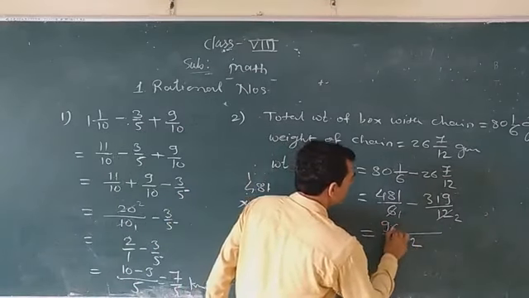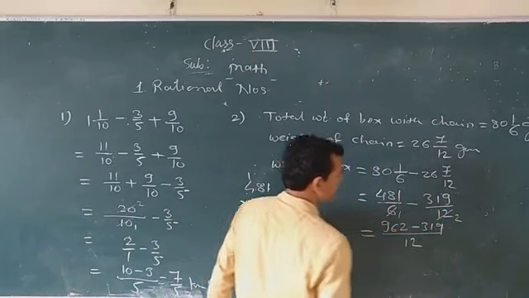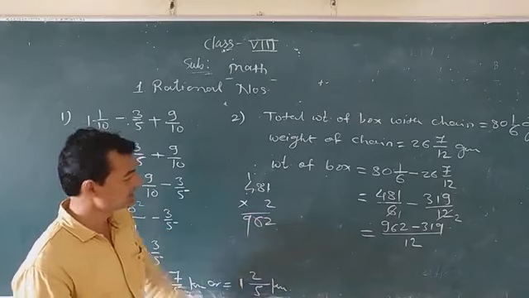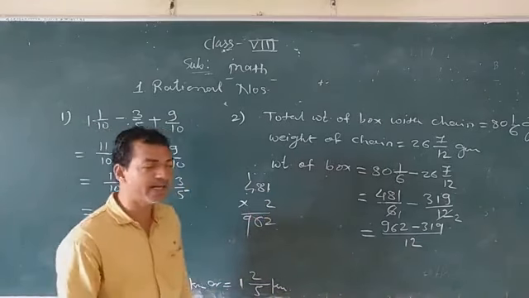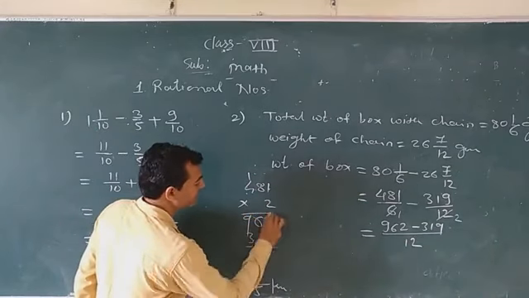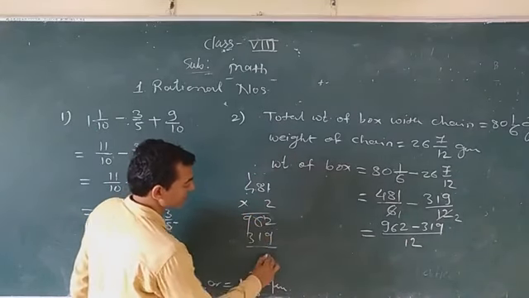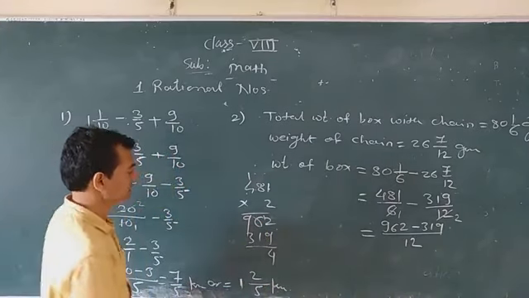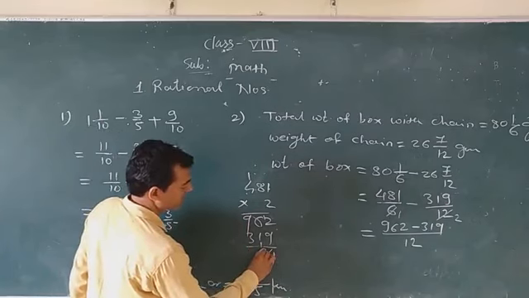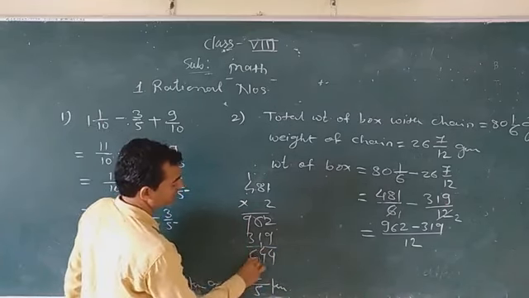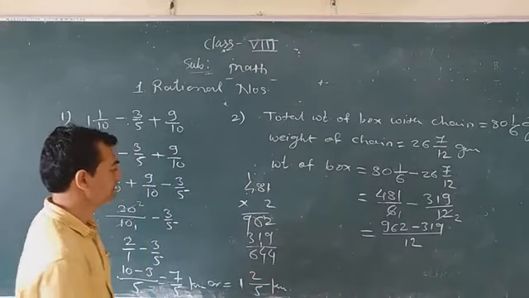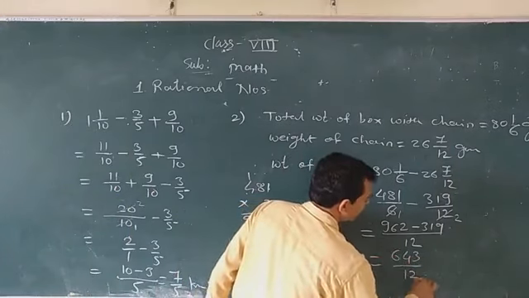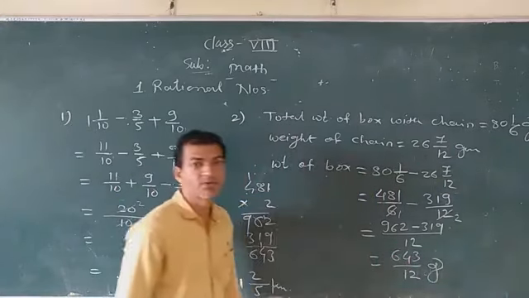So 962 minus 319. Is it correct? 2 1s are 2, 2 8s are 16, 6 and 1 remains, 2 4s are 8 plus 1, 9. Okay. Now 962 minus 319. How many? 319 means 12 minus 9, 4. Then here again 4. 644. Here 3, 643. Okay. 643 divided by 12.